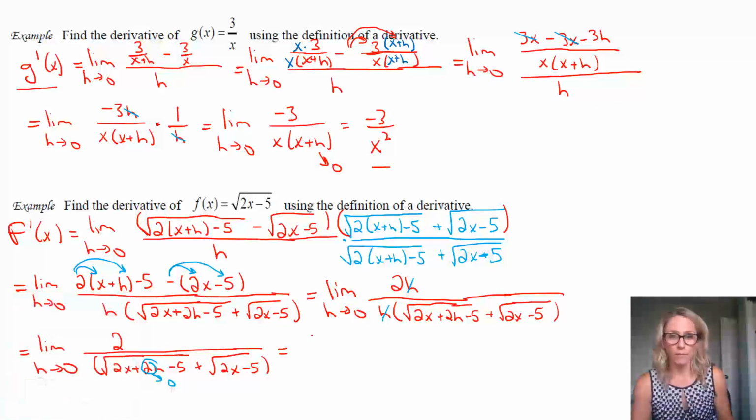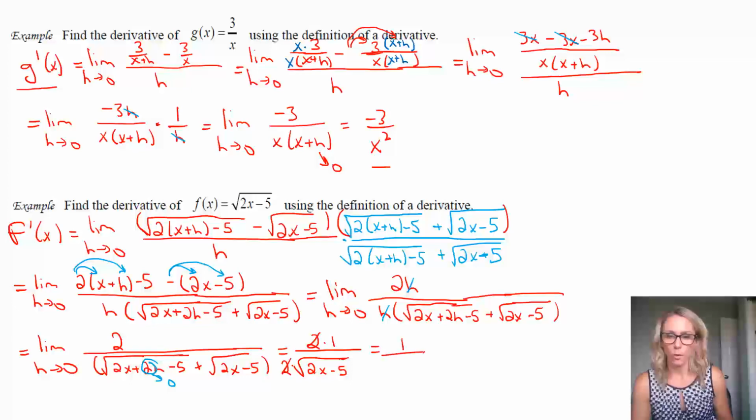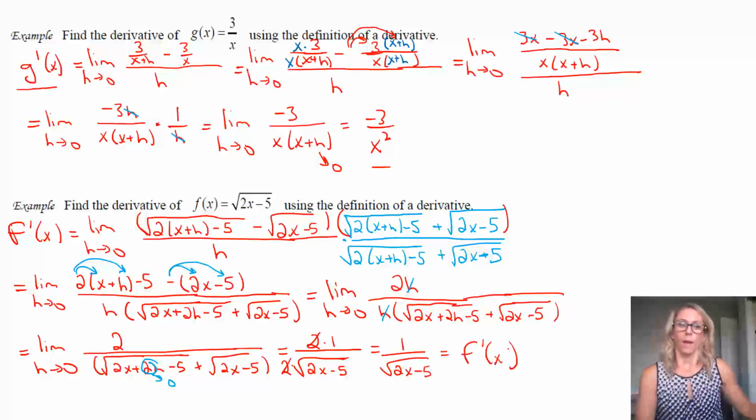So now what we have left is 2 over the square root of 2x minus 5, and notice we're adding to that another square root of 2x minus 5. So that's the same as having 2 of them. We can write that as 2 times the square root of 2x minus 5. I don't have my limit anymore because I just took it. And then you should see that you're simplifying those 2's so that we end up with 1 over the square root of 2x minus 5. And that is f prime of x.